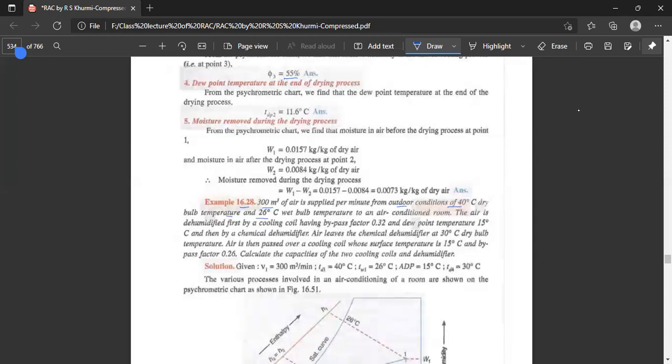The air leaves the chemical dehumidifier at 30 degrees centigrade dry bulb temperature. Air is then passed over a cooling coil whose surface temperature is 15 degrees centigrade and bypass factor is 0.26. Calculate the capacities of the two cooling coils and the humidifier.